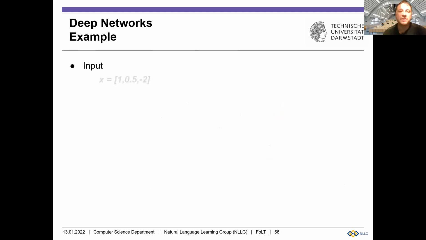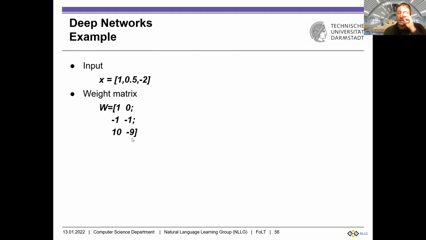Let's make a small example. Let's say the input to our neural network is the vector 1, 0.5, -2. Where does this come from? We don't know. This is just the assumption now. This could be some representation of a sentence, for example, that some magic provides us with. And then we have a weight matrix that we now set to 1, 0, -1, -1, 10, and -9. Where do we get this weight matrix from? Well, essentially the first weight matrix is initialized by us, so we can set it randomly. Afterwards, it's being trained on the data. So we do some training algorithm, and the weight matrix results out of this magical algorithm.